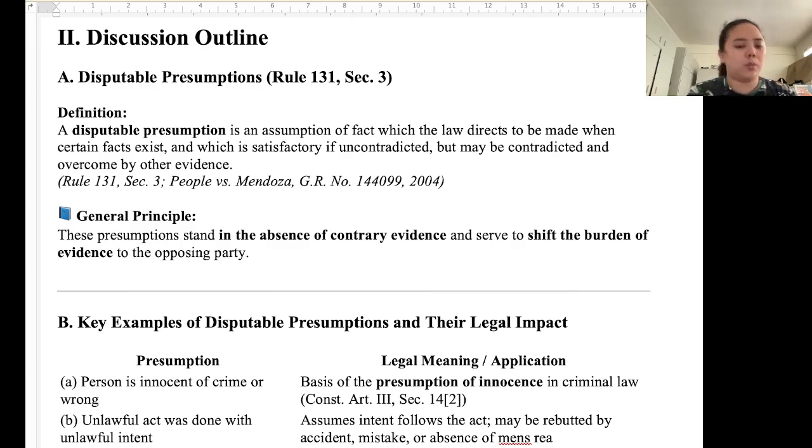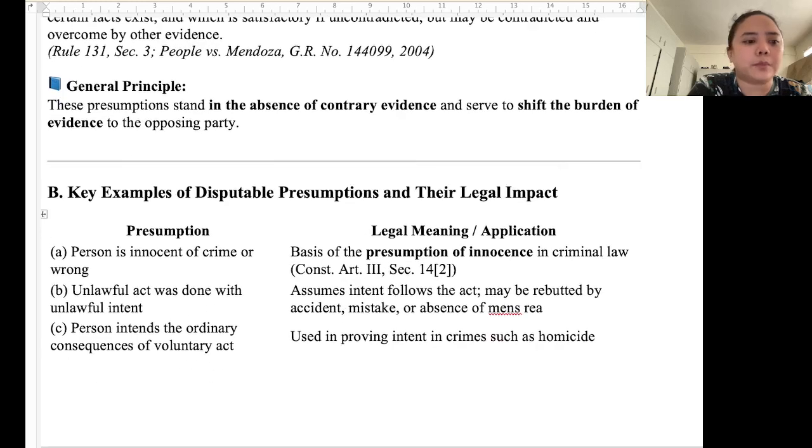Okay. What are the key examples of disputable presumptions kung ilang legal impact? If you go to Section 3, makitaan nyo dira class ang list ng disputable presumptions. I'm not saying that you will memorize this, but you really have to familiarize yourself with it. Because some of these are actually also rooted sa Constitution, like the presumption of innocence of a person until proven otherwise. Now, first presumption there, the person is innocent of a crime or wrong. This is a presumption of innocence. Again, this is under our Constitution.